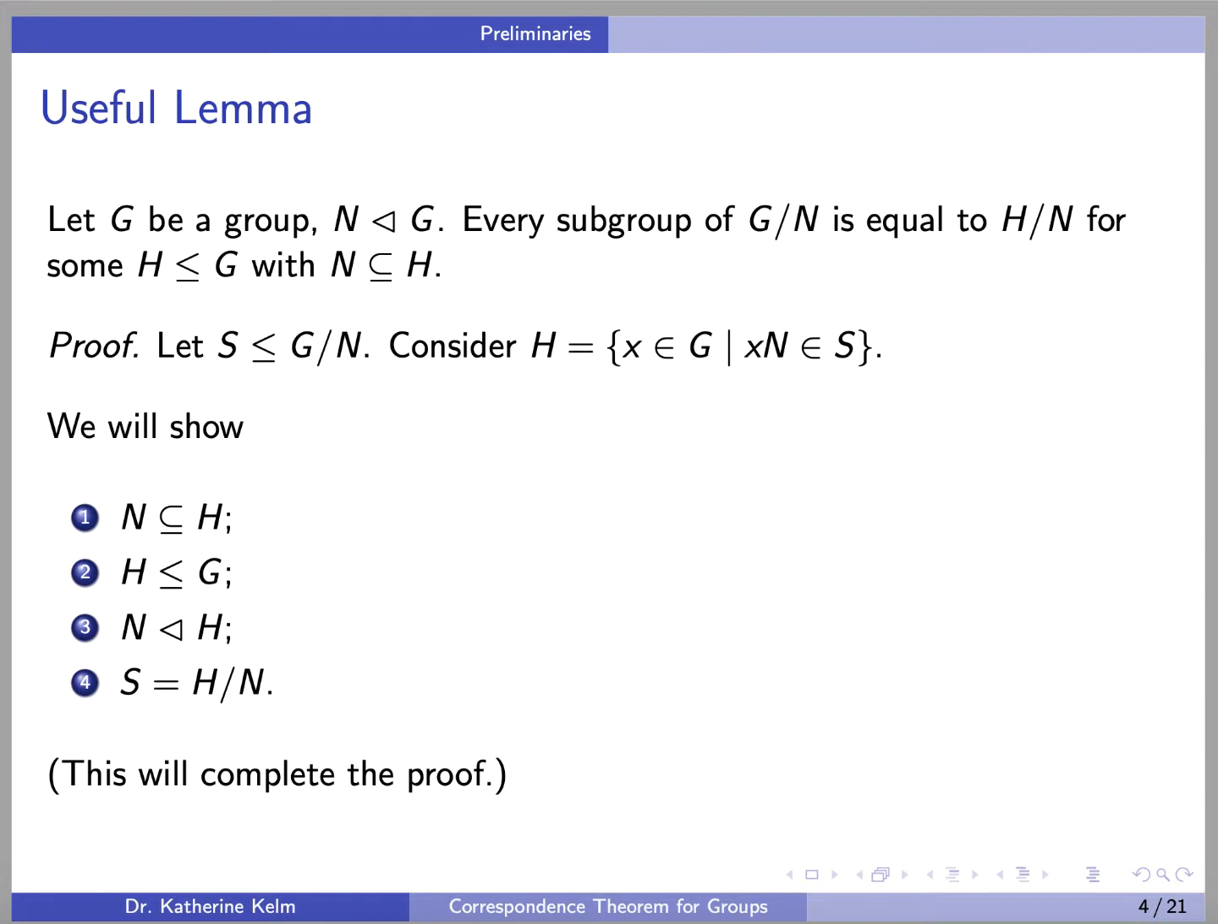In order to prove this, let S be an arbitrary subgroup of G/N. Consider the set H consisting of all of the elements x in G such that the left coset xN is an element of S. This turns out to be the H that we are looking for. We will show that N is a subset of H, that H is a subgroup of G, that N is a normal subgroup of H, and that S is in fact equal to H/N. And this will complete the proof.